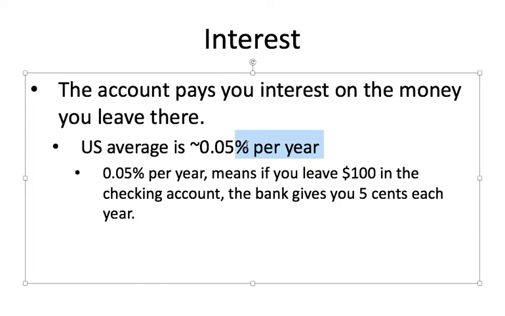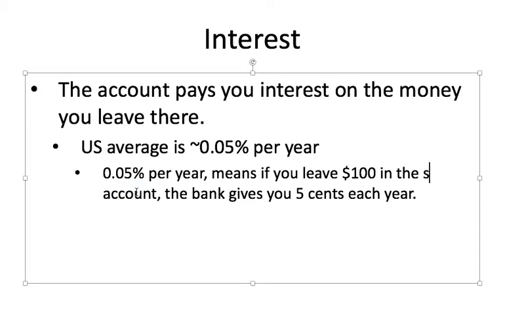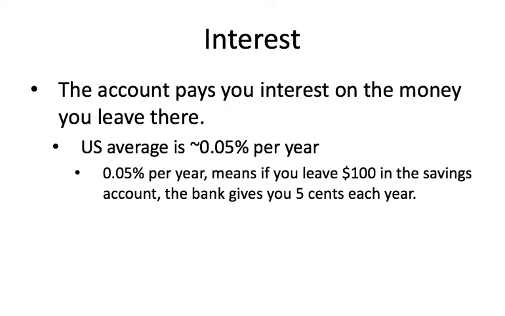So in the US right now, as of November 2020, the average for all savings accounts in the US is about 0.05% per year. So 0.05% per year means that if you leave $100 in a savings account for a whole year, the bank will pay you 5 cents for the year. That 5 cents would usually be spread out over 12 months.